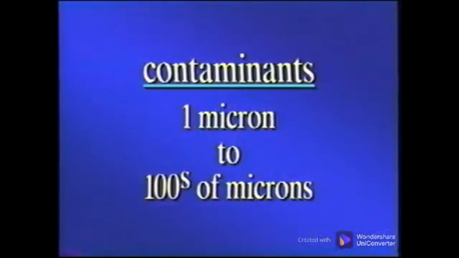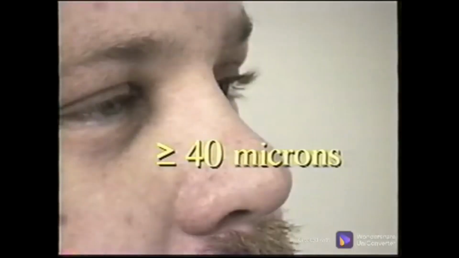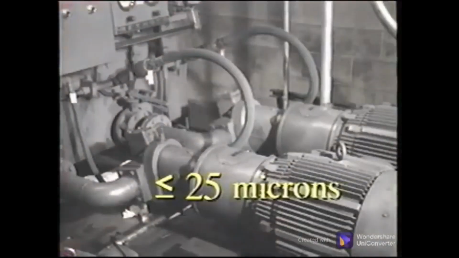These particles range in size from 1 micron up to several hundred microns. A micron is 1/1000th of a millimeter, which is about 1/25th of a mil. Human hair is 75 microns, and the unaided eye can see objects as small as 40 microns. Precision valves and pumps have clearances of 25 microns or less, and the thickness of the oil film in a bearing under heavy load can be less than 1 micron.